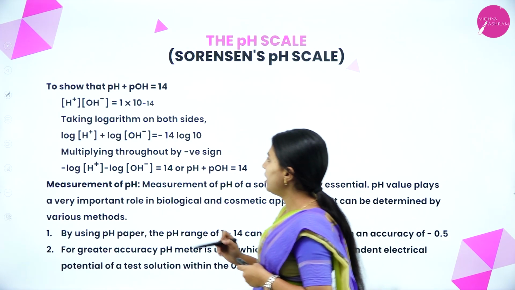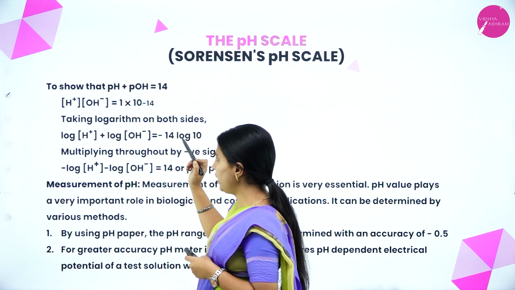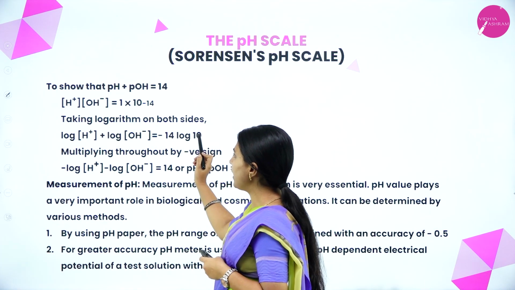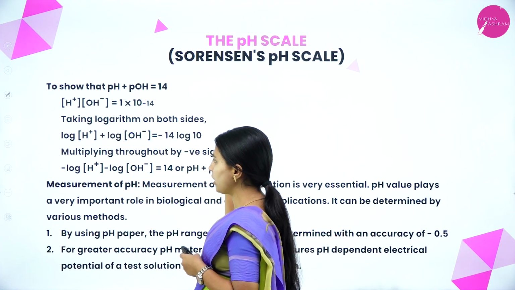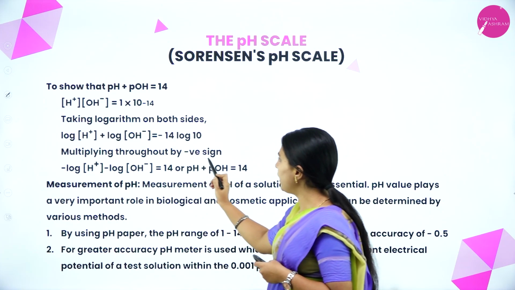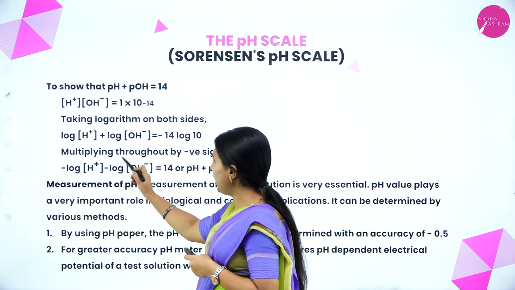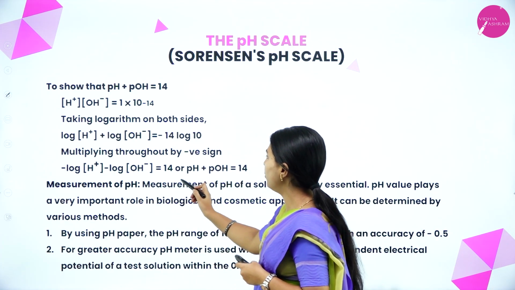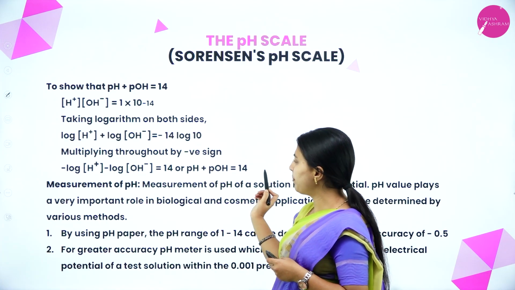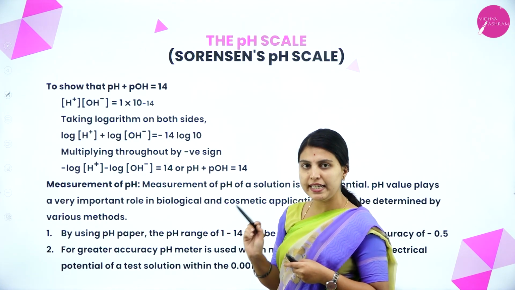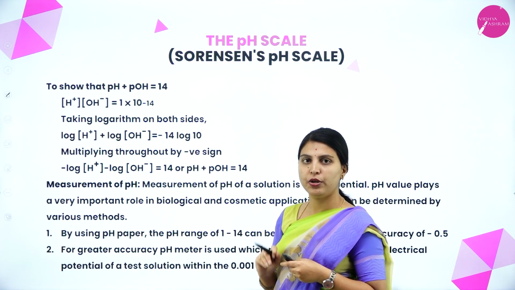To show that pH plus pOH equals 14, this derivation is very important for your examination purpose. See here, H plus into OH minus, you know, equals 1 into 10 to the power of minus 14. Taking logarithm on both sides, log H plus plus log OH minus equals minus 14 log 10. Multiplying throughout by a negative sign, what will happen? Minus log H plus minus log OH minus equals minus into minus 14, or pH plus pOH will become 14. Very simple 3 steps, but you should know how it has been proved.